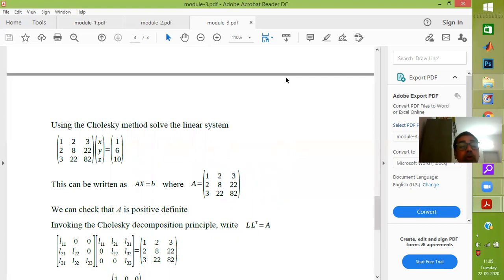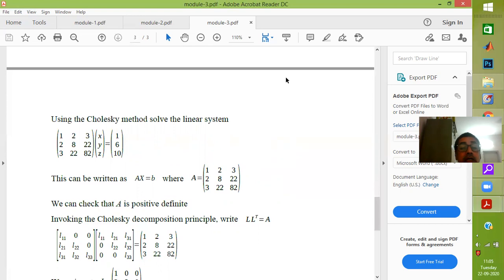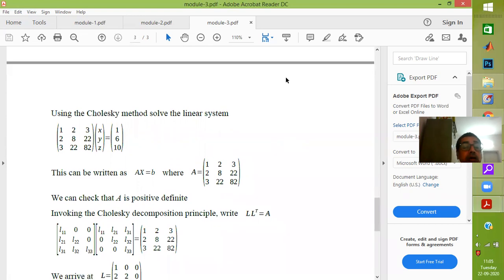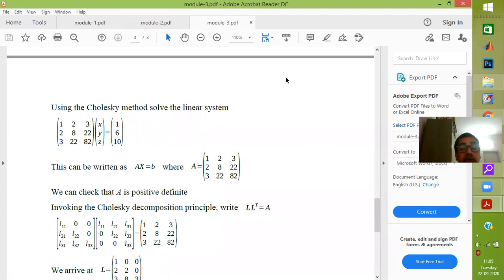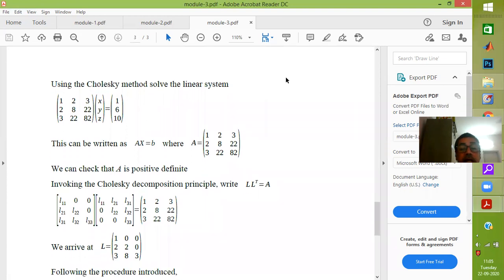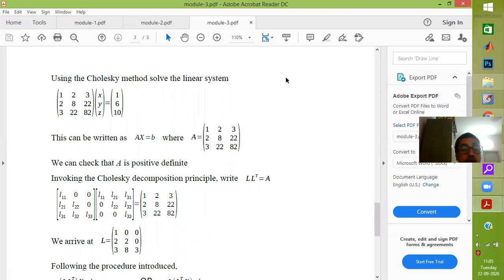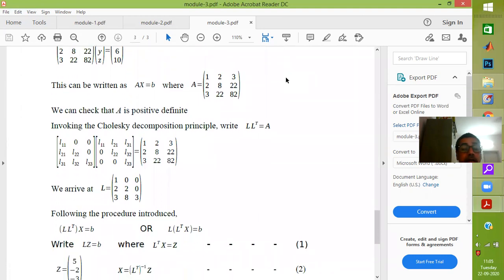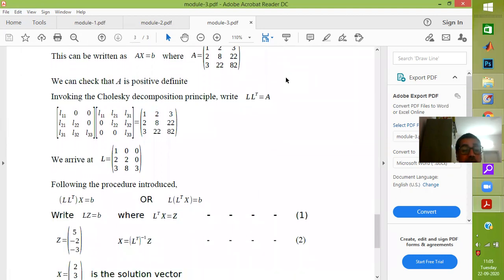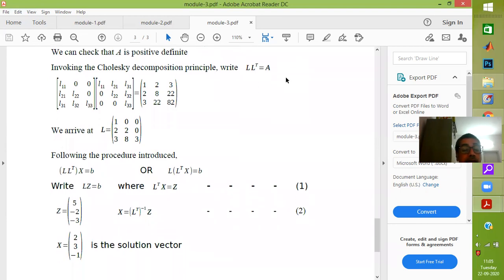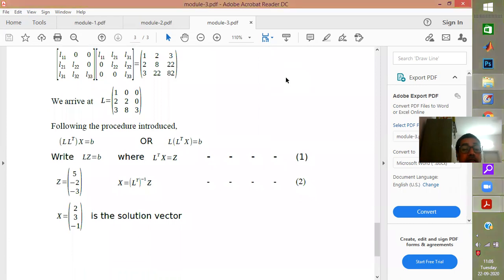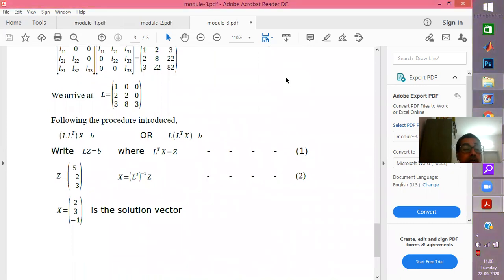Now, one more system of equations, much simpler. All the elements of the coefficient matrix are positive. Once again, you check for positive definiteness, and then invoking the factorization rule L L transpose = A, work out the 6 unknowns and build the matrix L. As before, you find the matrix Z using Z = L transpose X, and once Z is obtained, X = (L transpose) inverse Z. So the solution vector is X = 2, 3, -1.